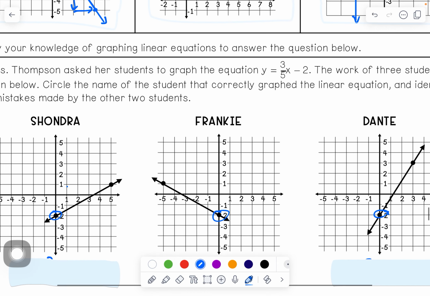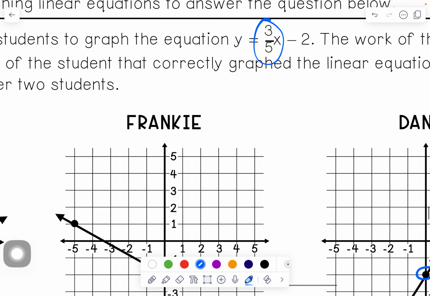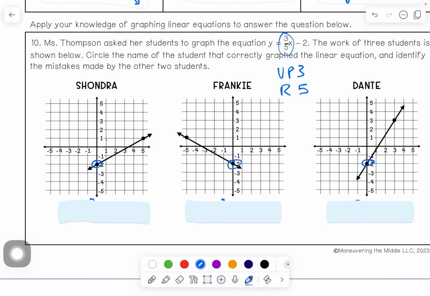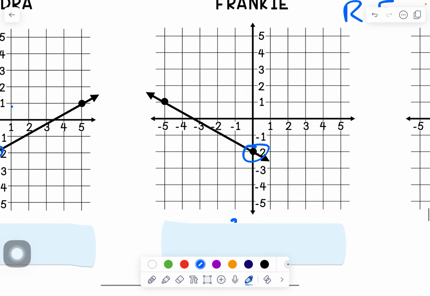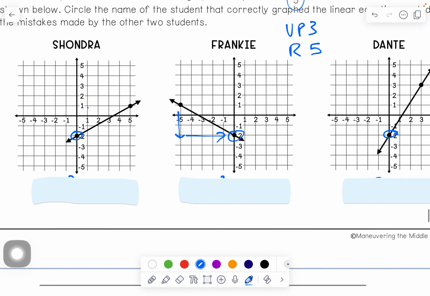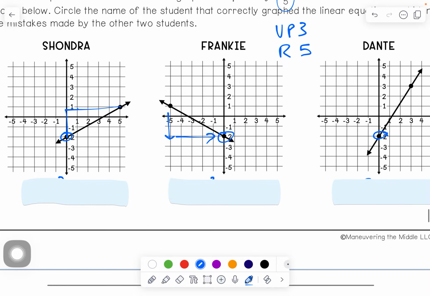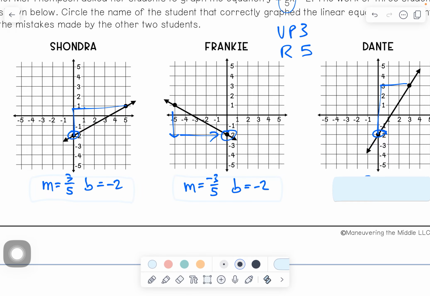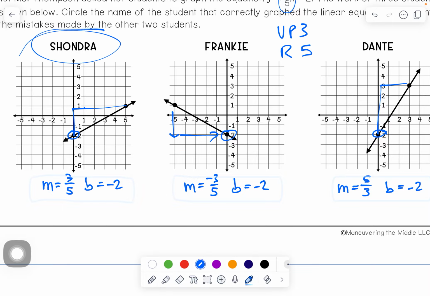Okay, the slope they should have is 3 over 5, right? That's up 3, right 5. So I want to observe each of my slopes and see which one goes up 3, right 5. Okay, well, Frankie went down and right, so he's definitely not right. That's a negative slope. Okay, so I have Chandra and I have Dante. It looks like Chandra went up 3, right 5. It looks like Dante had them reversed. He went up 5, right 3. All right, so if I labeled each of those correctly, I should find out that Chandra was correct.